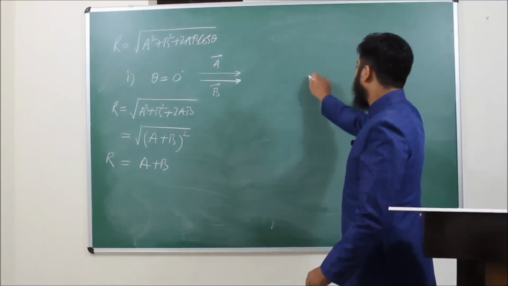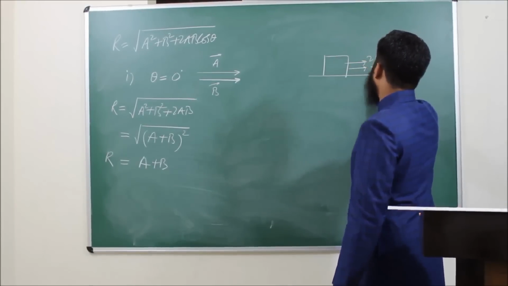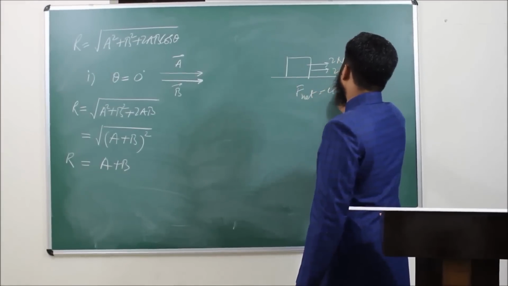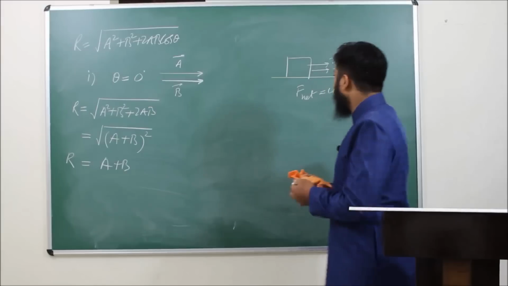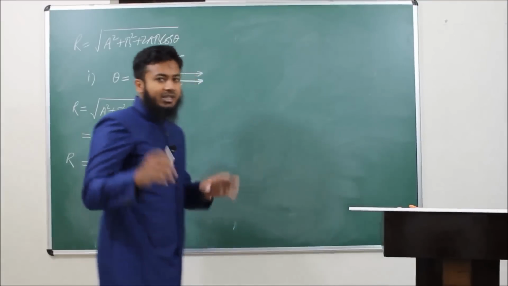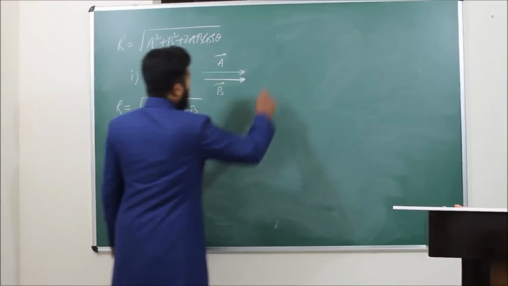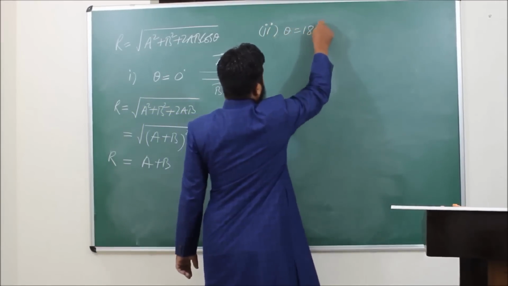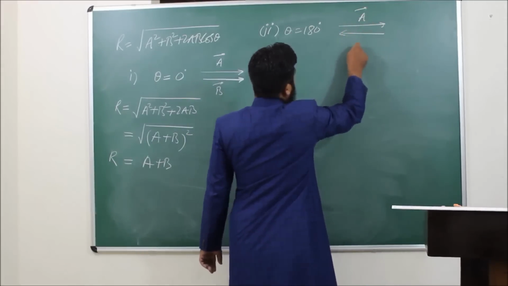So शुरू में हमने एक example देखा था कि 2 Newton force and 2 Newton force एक ही direction में हो, then the net force is 4 Newton, which comes from this result. Okay. So if the vectors are parallel, the resultant is simply the addition of the magnitudes of the vectors.